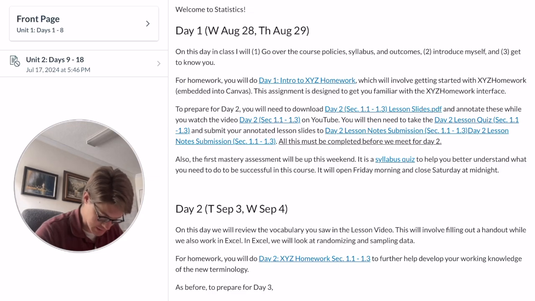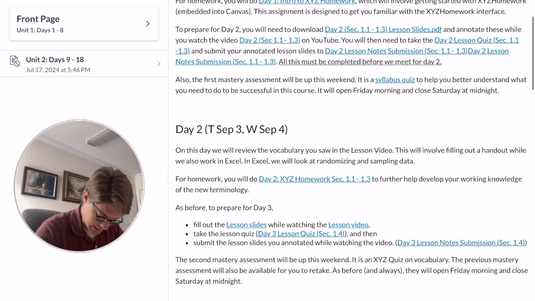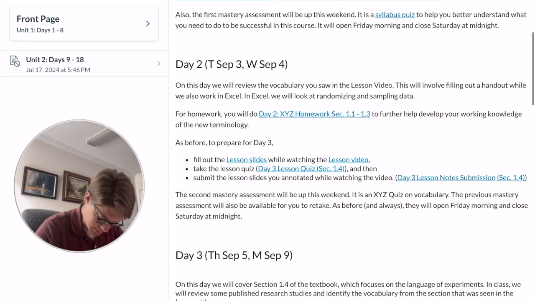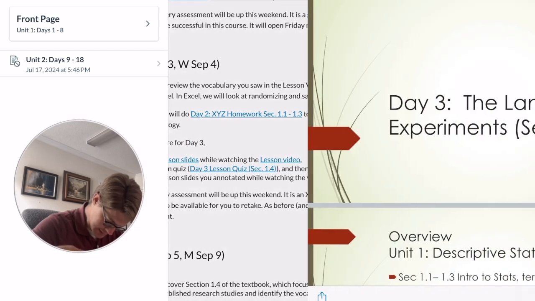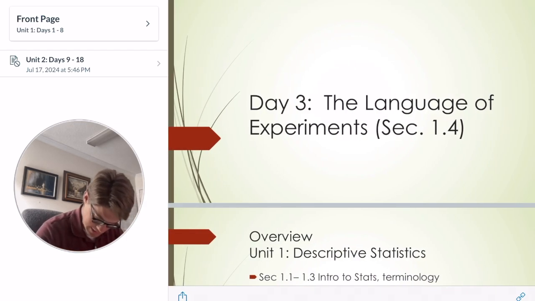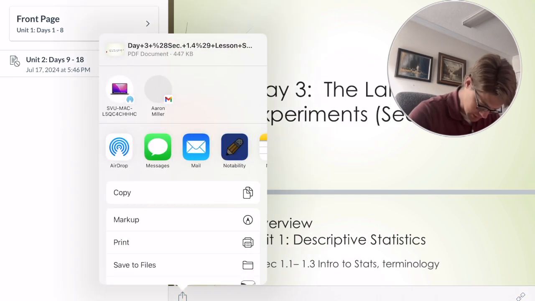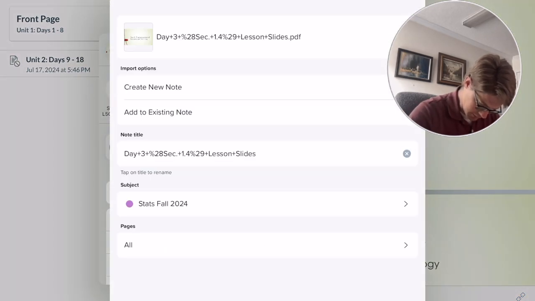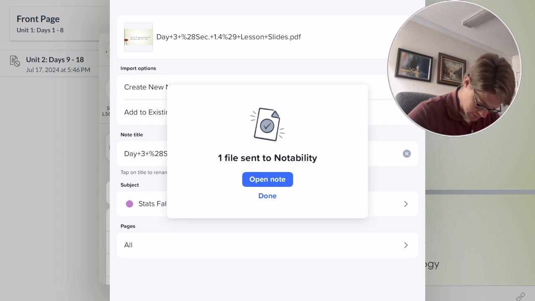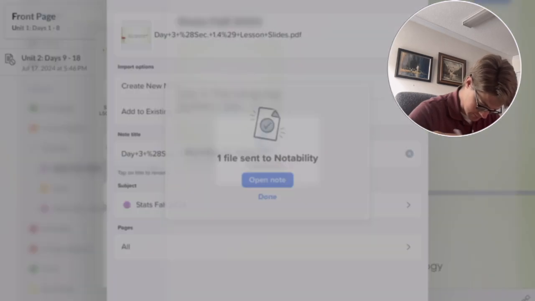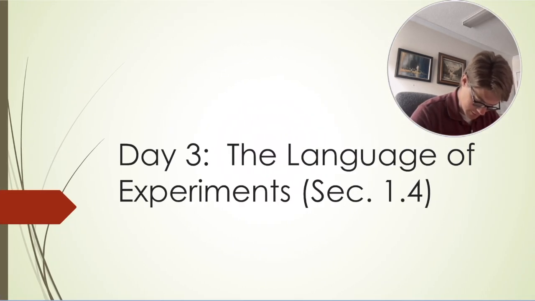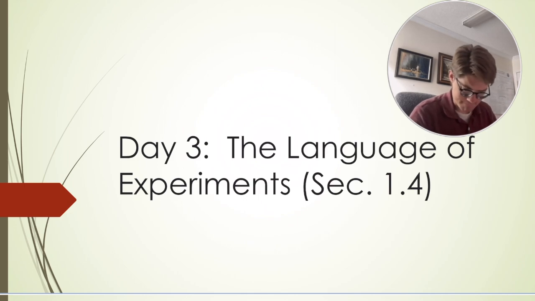I am on the Canvas app. I go to the Pages section. I look at day 2 in the area where it says preparing for day 3, and I click the lesson slides there, and it brings me to day 3 lesson slides. And so I'm going to go ahead and share those to Notability right there in my stats folder. Say OK. Open that up, and here I am in Notability.